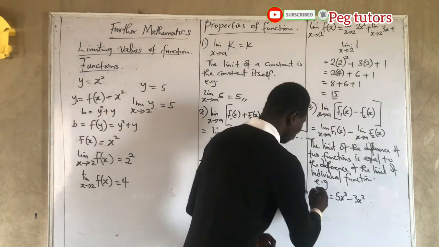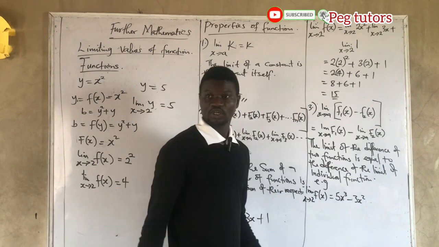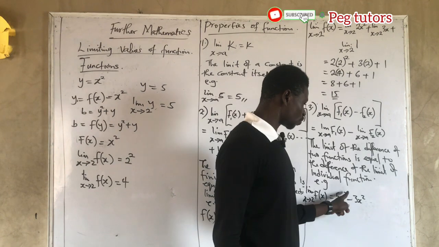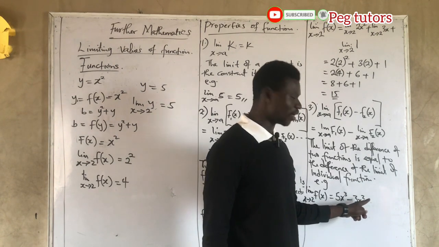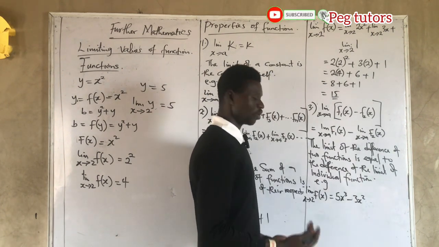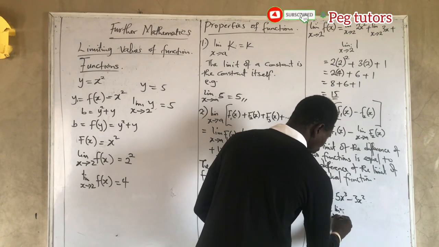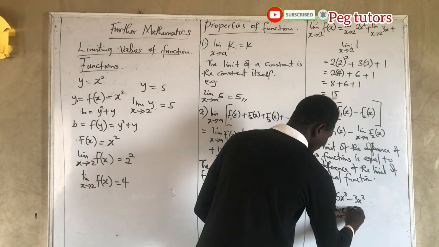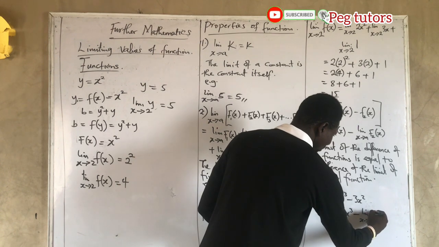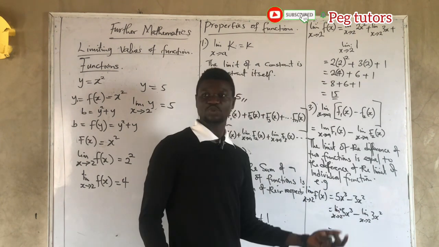Now, you are asked to take the limit as x tends to 2, for example. So the limit as x tends to 2 of f of x, which is 5x cubed minus 3x squared, is the same as taking the limit of the two individually and still subtracting. So the same thing as the limit as x tends to 2 of 5x raised to power 3, minus the limit as x tends to 2 of 3x raised to power 2. So what it means is take the limit now. Anywhere you see x, put it as 2.